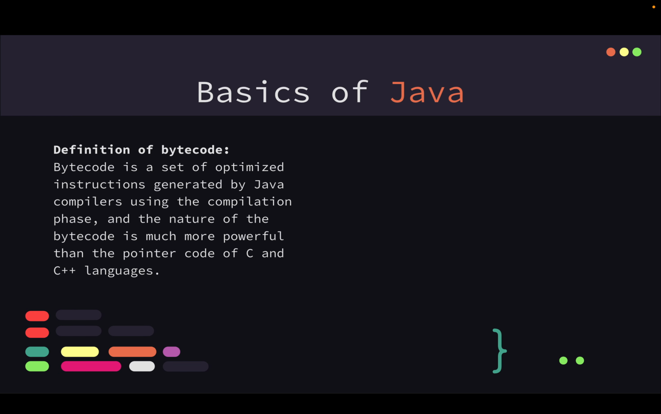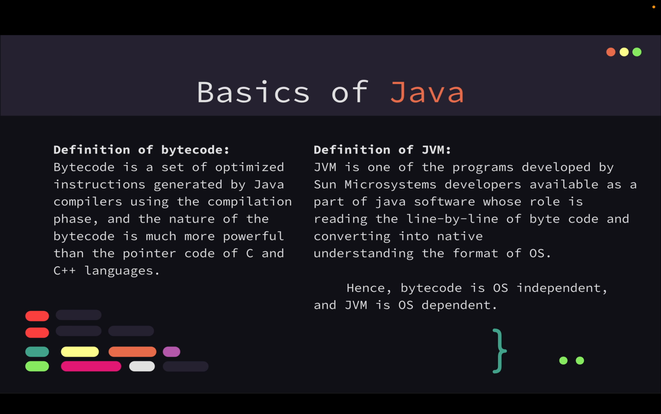Now, what is the definition of bytecode? I already told you. Bytecode is a set of optimized instructions generated by Java compilers in the compilation phase, and the nature of bytecode is much more powerful than the pointer code of C and C++ languages. So, high speed. Okay, next, coming to the JVM. JVM is nothing but what converts the bytecode to native understanding format, so that we have the runtime environment, interpreter plus just-in-time compiler. JVM is one of the programs developed by the Sun Microsystems developers, who were the initial founders of the Java language. Now Oracle has acquired it, but previously, until 1.6, Sun Microsystems alone maintained it.